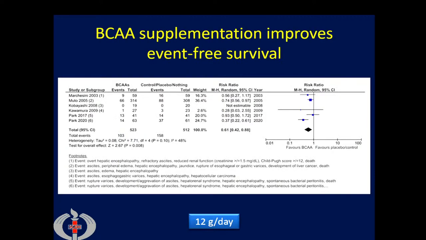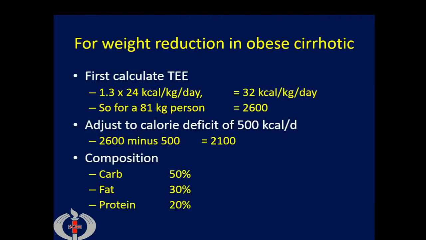What about branched chain amino acid supplementation? There have been multiple meta-analyses which have shown that supplementation with branched chain amino acids improves event-free survival. What are the events? Events such as hepatic encephalopathy, ascites. It has even been shown that it can prevent hepatocellular carcinoma or also help in treating HCC. Many of the societies recommend at least 12 grams per day of branched chain amino acids.